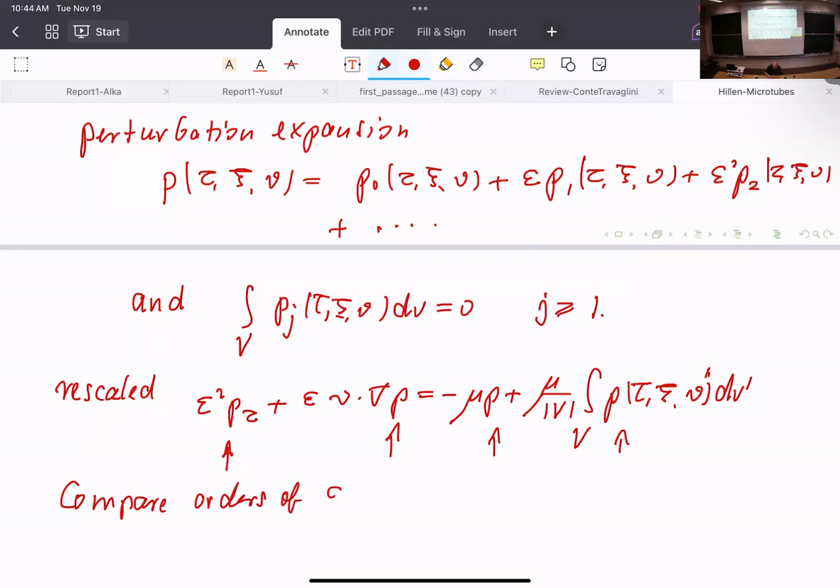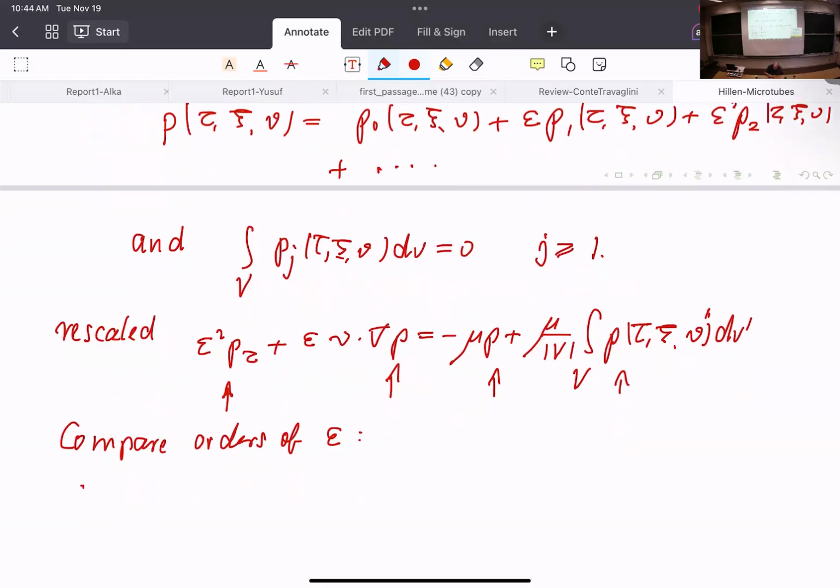So the lowest order is epsilon to the 0. Let's see which of these terms, if I substitute this perturbation expansion into my equation, has no epsilon whatsoever. And now this is a real question to the audience. Which term has no epsilon? On the left-hand side, let's start with the left-hand side. Who can do this in their heads?